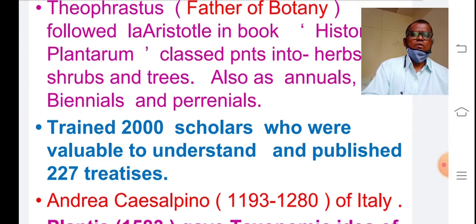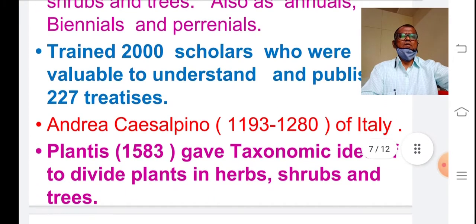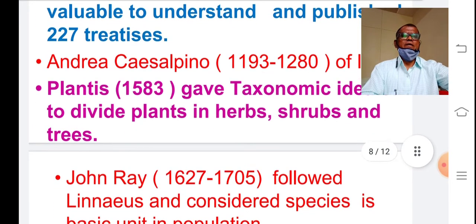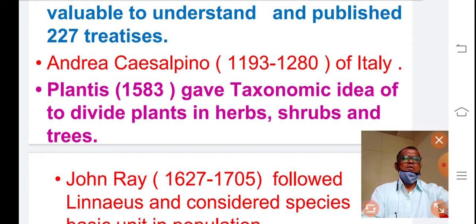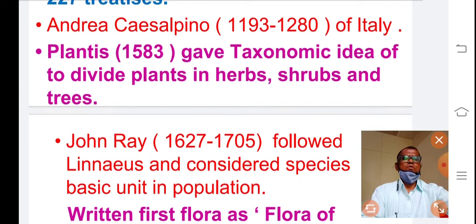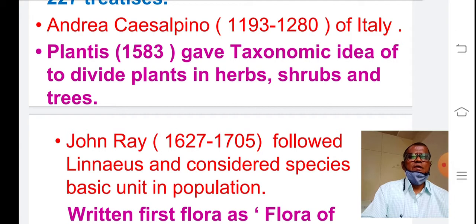These are from the school of Aristotle, so it is very important. Secondly, Andrea Cesalpino, generally Cesalpino, was a scientist of Italy, in the period 1193 to 1280. I think that is nearly 100 years. We are now in 2021. So just think how this work was done by our old scientists.